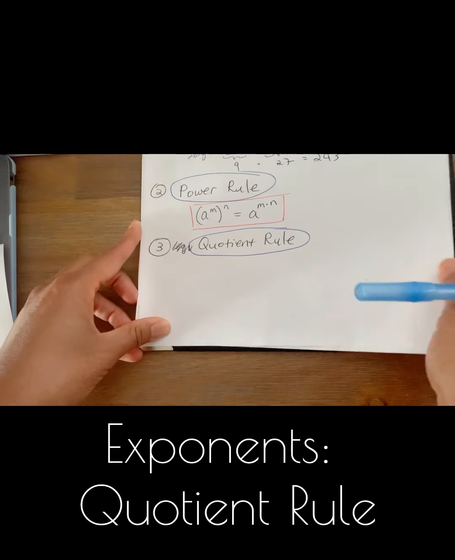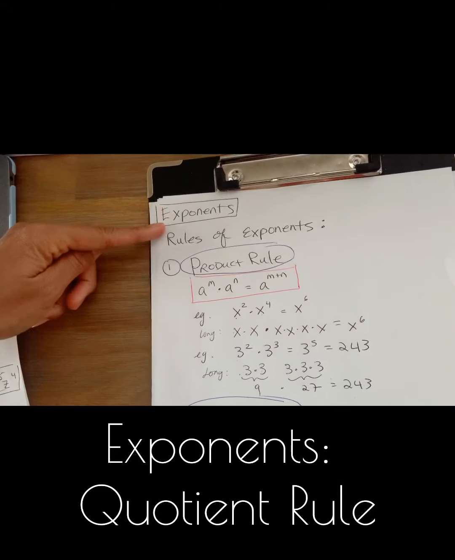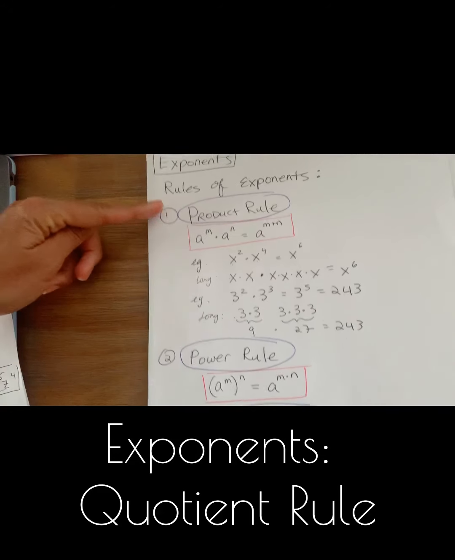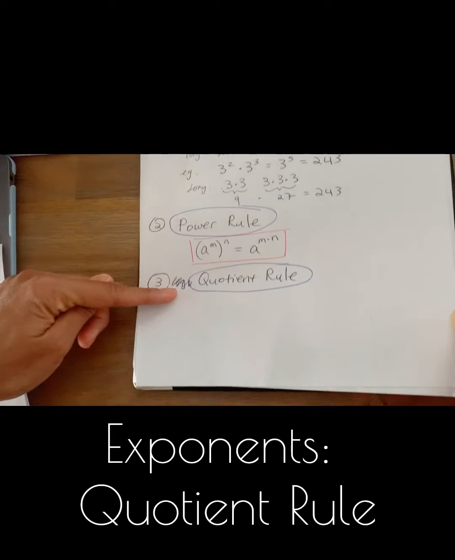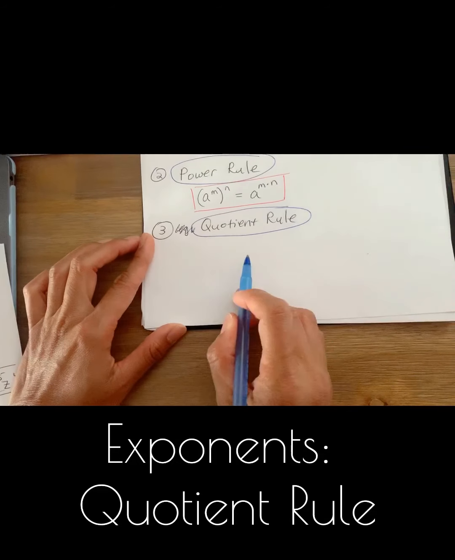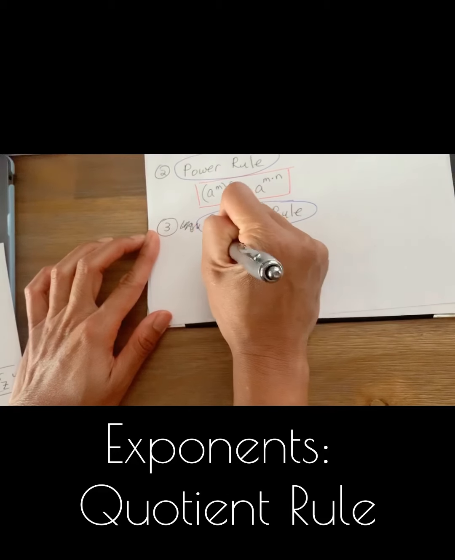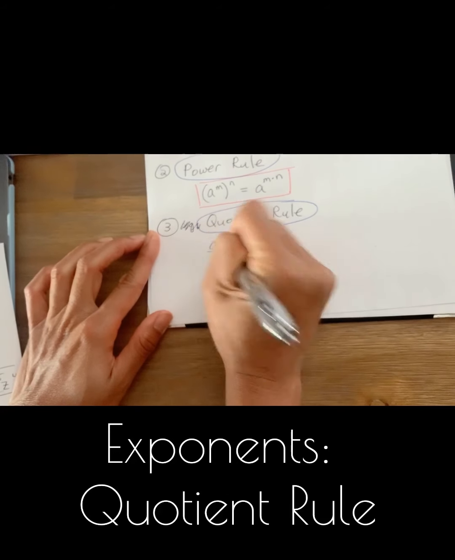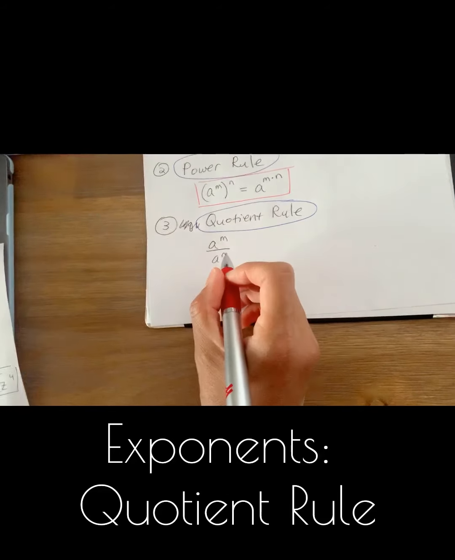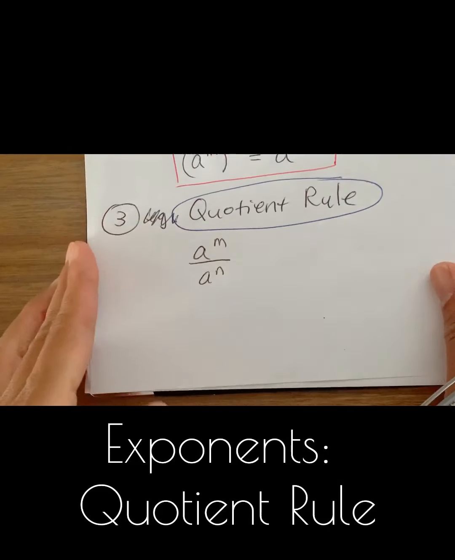Quotient rule of exponents. So here we are talking about the rules of exponents. We just went over the product rule and the power rule, and now we're at the quotient rule. Quotient means division. So when you have a to the m divided by a to the n, division, fractions are another way of saying dividing.